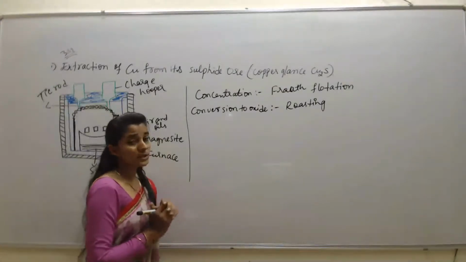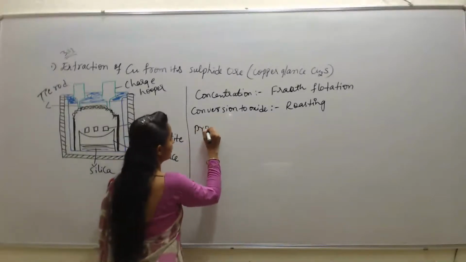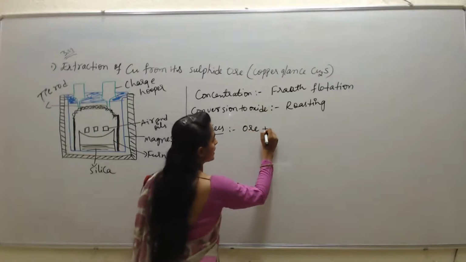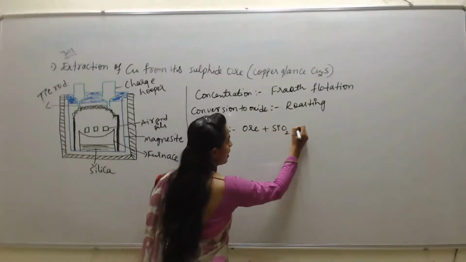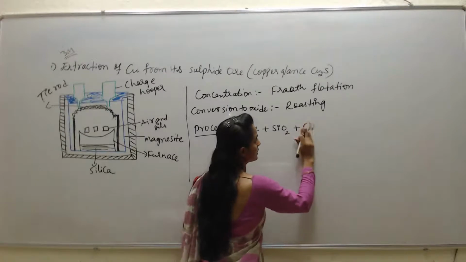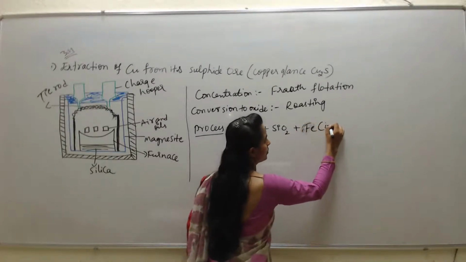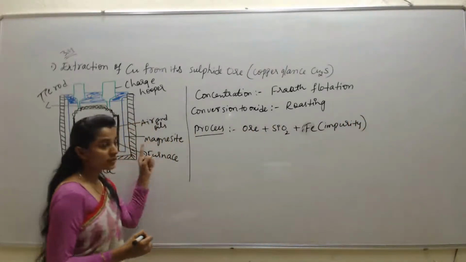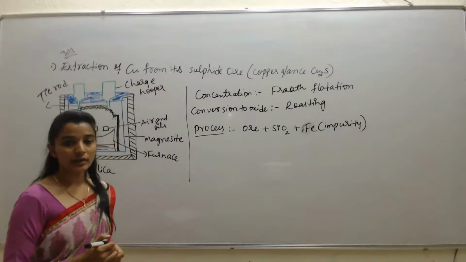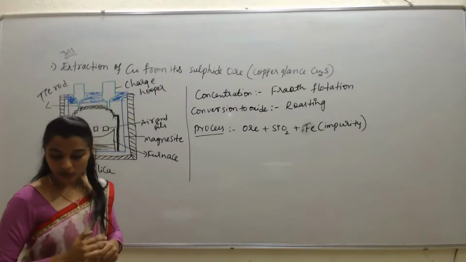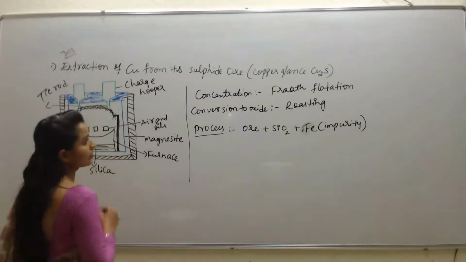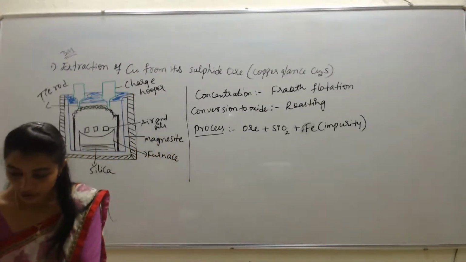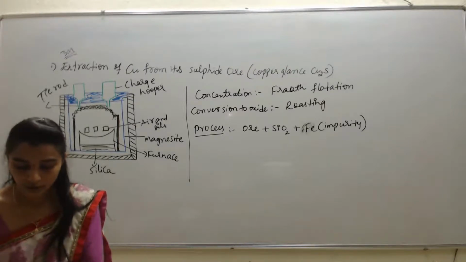Okay, so the process is this. In this process, the ore, that is copper glance, is mixed with silica, and it contains iron as an impurity, which forms slag. So this ore Cu2S contains iron as an impurity. In the complete reverberatory process, I will write here all the reactions which are important.